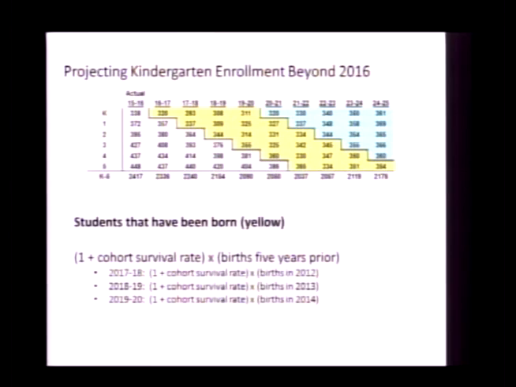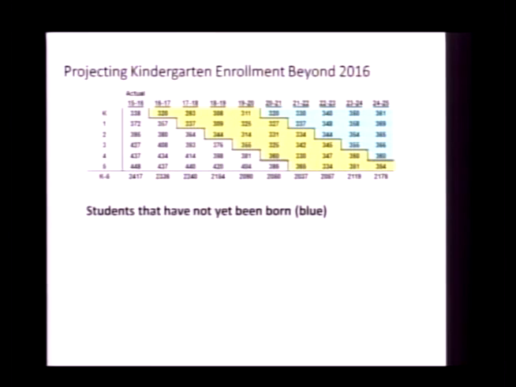So that's pretty straightforward. But now we have to talk about the students that have not yet been born yet. And these are represented in blue. And this gets a little bit trickier because we don't have an established cohort yet. So we do a little bit different methodology for that. In this instance, what we do is we take a look at what has the birth rate been.